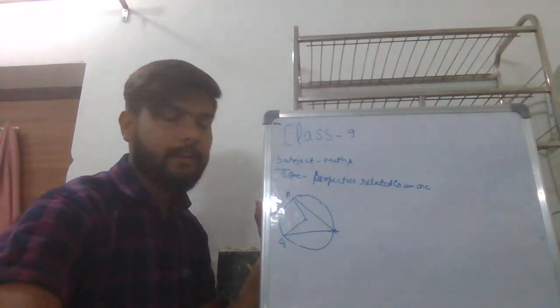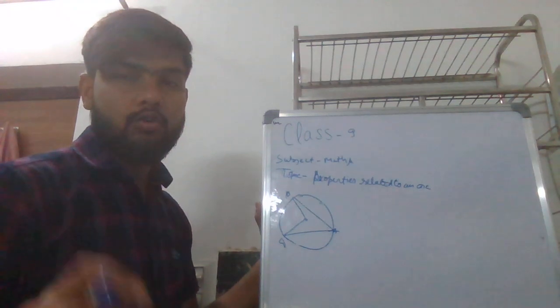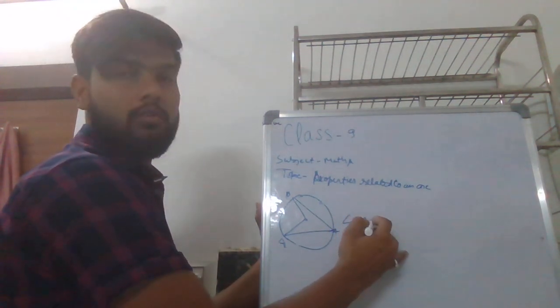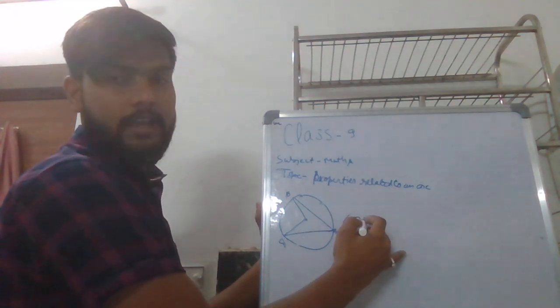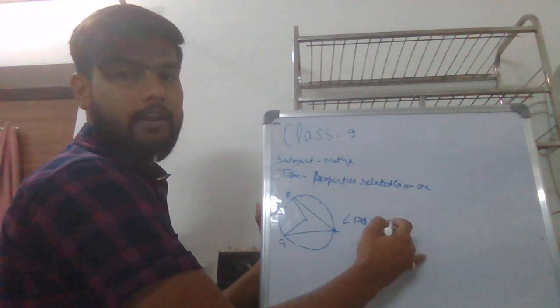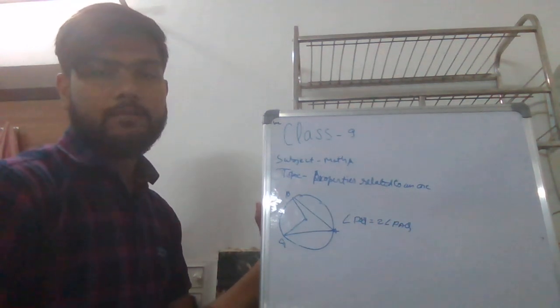so here what we need to prove is that angle POQ is equal to 2 times angle PAQ. Okay, so angle POQ is equal to 2 angle PAQ. Okay, so after that, what is the proof here?